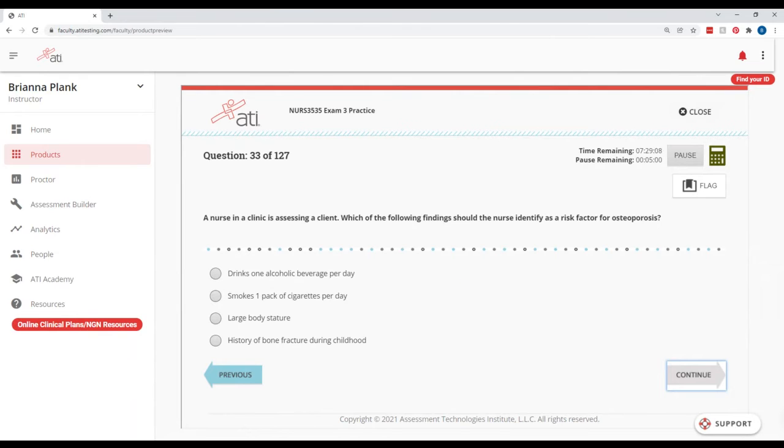Which of the following findings? Okay, what is a risk factor for osteoporosis? What do you guys think? B.